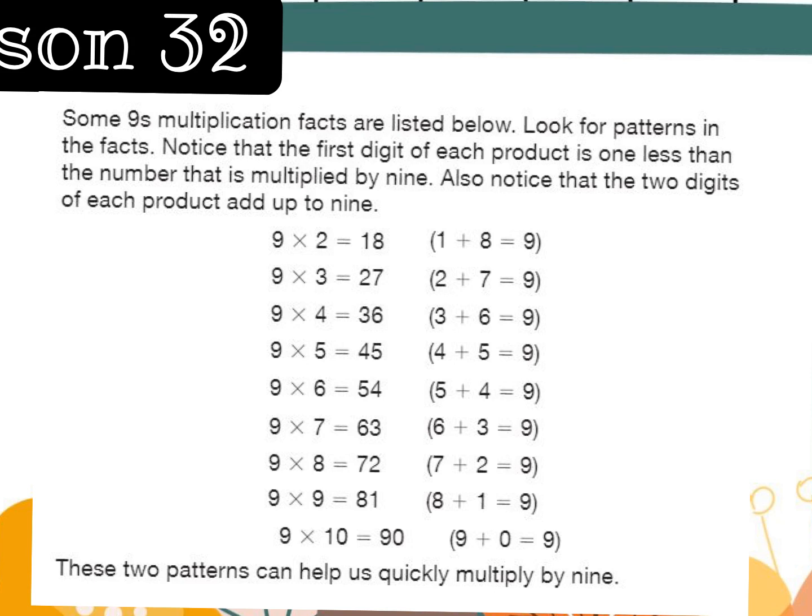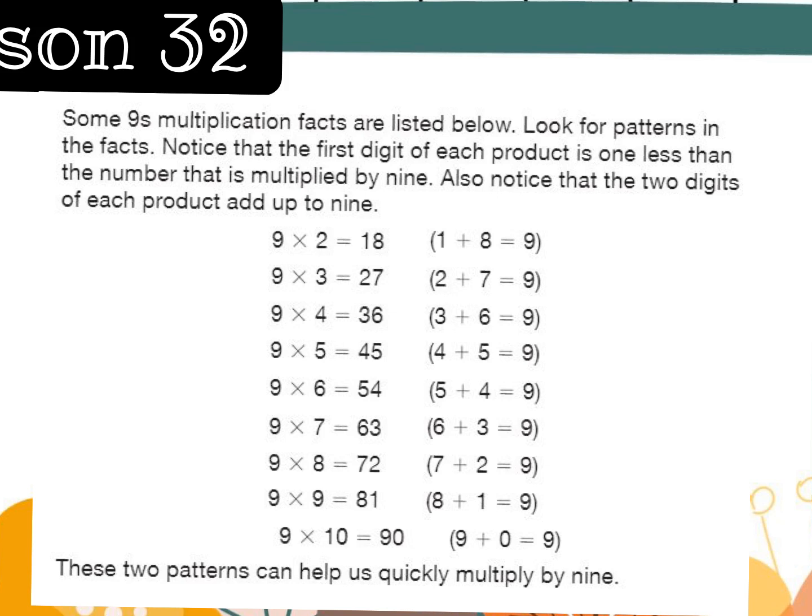Notice that the first digit of each product is 1 less than the number that it's multiplied by 9. So looking at 9 times 2, if I were to add 1 plus 8, that gives me 9. 9 times 3 is 27. If I were to add 2 and 7, it equals 9. Isn't that fun? 9 times 4 is 36. 3 and 6 make 9. Also, notice the 2 digits of each product add up to 9.